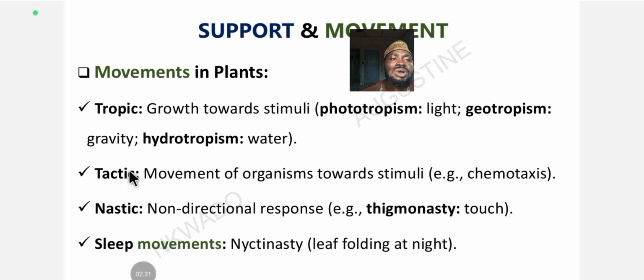Let's look at the next types of movements in organisms, especially in unicellular organisms or even some multicellular organisms. We have the tactic movements. It's the movement of an organism towards a stimulus. This one is not for plants.